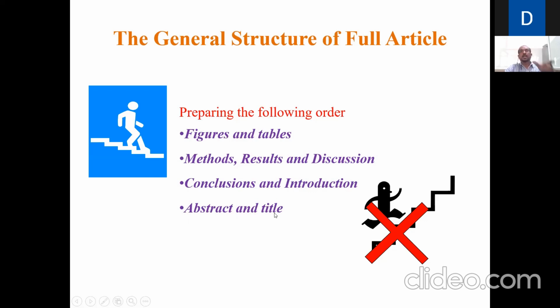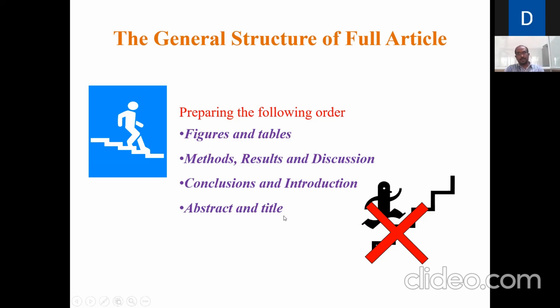In the paper structure, abstract and title are the first part, but you have to write them last. Why? Because after getting the results, figures and tables, and having a good idea of the methodology, only then can you write the abstract in a very correct manner. After writing the abstract, you go for the title. Based on the abstract, you give the title, right? Then only the title becomes very catchy, right? So this is the order.